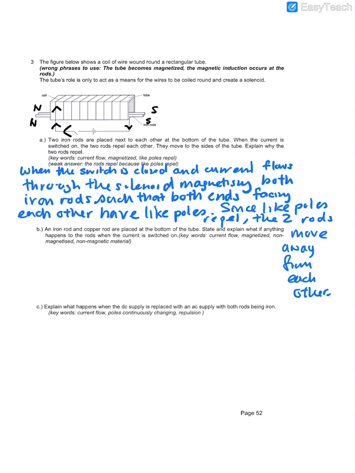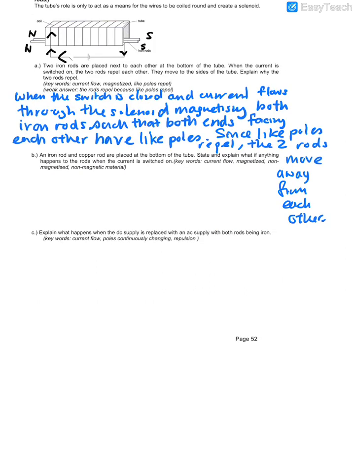You can of course say on the left side of the iron rod, both of them are north poles. And on the right side of the two iron rods, both of them are south poles. Therefore, they repel because like poles repel. So it's all about phrasing in this question. Now look at this one. Again, the phrasing.